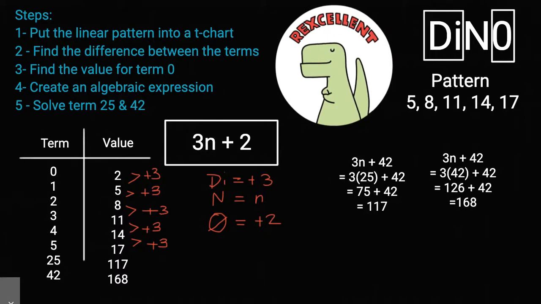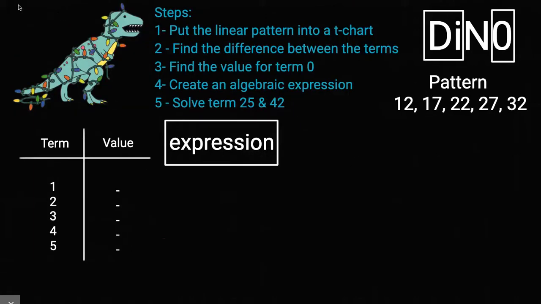All right, awesome. So that's question number 1. Let's get to question number 2. So question number 2, I have a different pattern, 12, 17, 22, 27, 32. Now again, when you're solving, you would go into term, put your term in. So remember, term is on the left side, values on the right side of your T-chart. And then I would fill in my values.